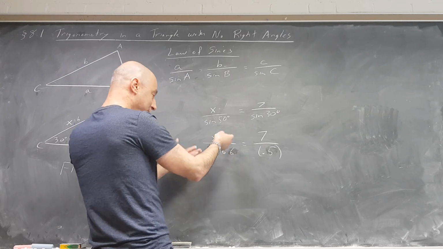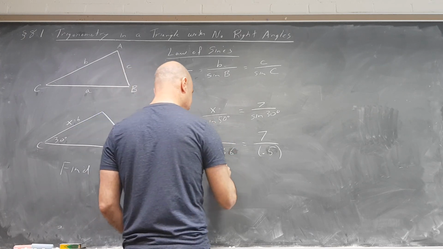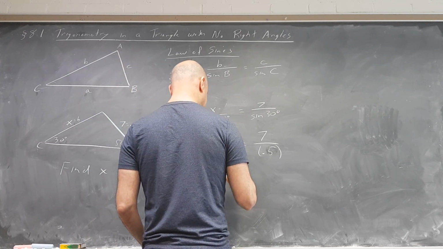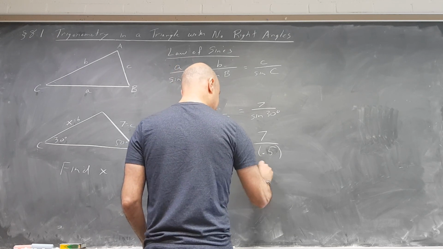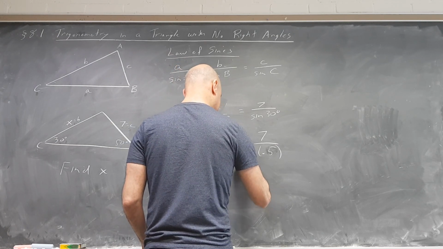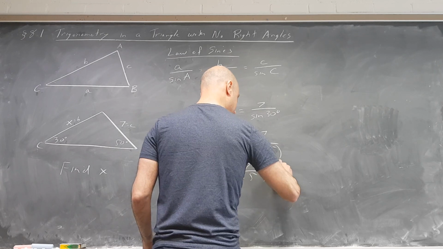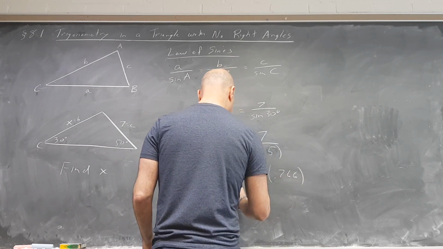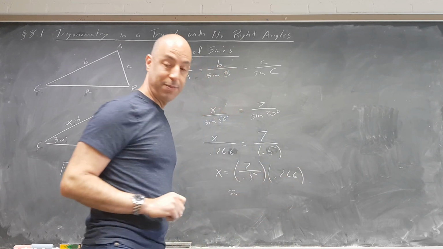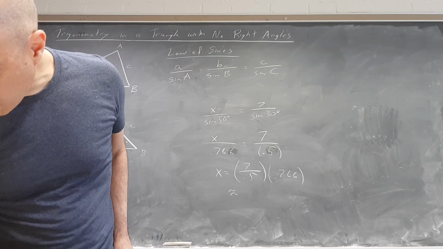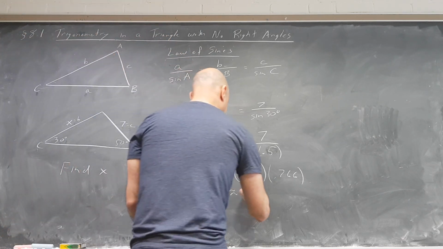And to get x by itself, I'm just going to multiply both sides by 0.766. So x equals 7 divided by 0.5, which is 14, times 0.766. And this works out to approximately 10.724.